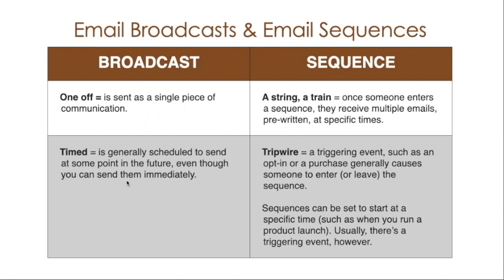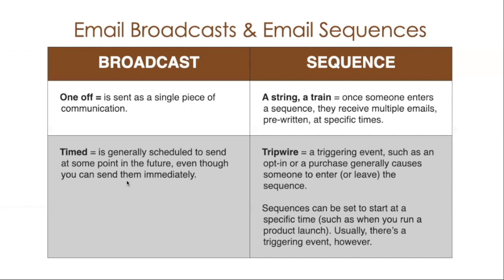A sequence is a string or a train. Once someone enters the sequence, they receive multiple emails that are pre-written at specific times. Now, whereas a broadcast is timed, a sequence generally has a tripwire. So there's a triggering event, such as an opt-in or a purchase, that generally causes someone to enter or leave the sequence. So if you're doing a sales sequence and they buy, you're going to take them out of that sales sequence. But if there's a sequence based on an opt-in where you're going to deliver value and eventually make an offer, okay, the triggering event is the opt-in. And once they do that, they start receiving all of those emails.